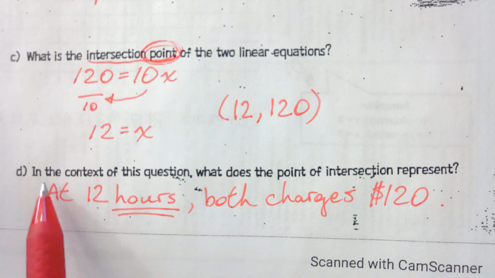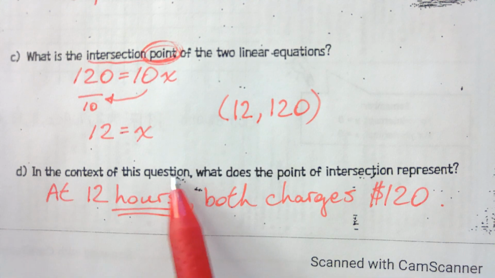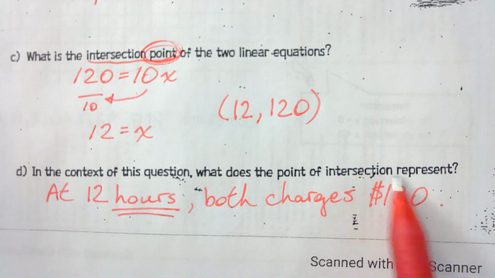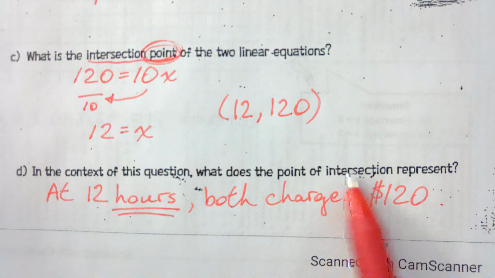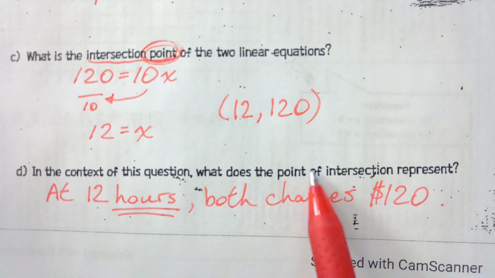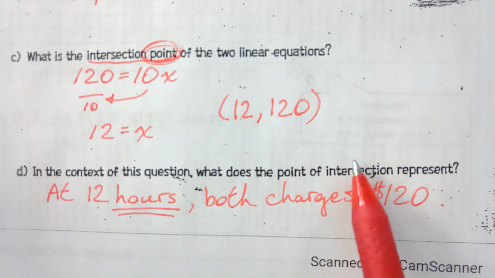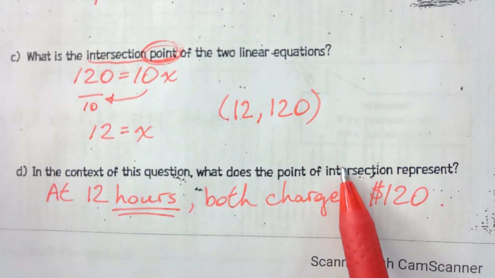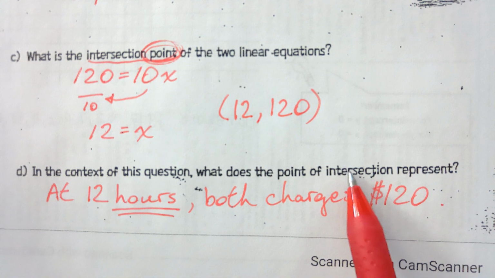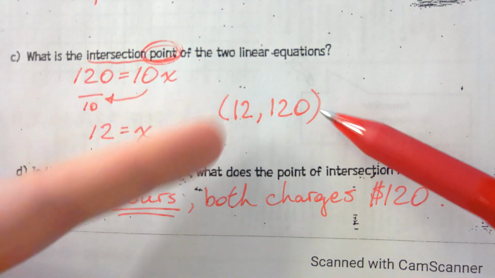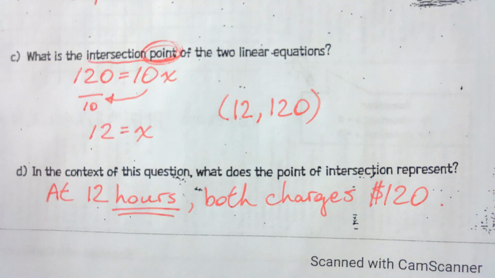You will see this question on the test where it says, in the context of the question, what does the point of intersection represent? And no matter how many times I say it, in the context of the question, people tell me it's where the two lines meet. I'm not asking you to define point of intersection. I want to know if you know what you were solving for. Let's try this next one.